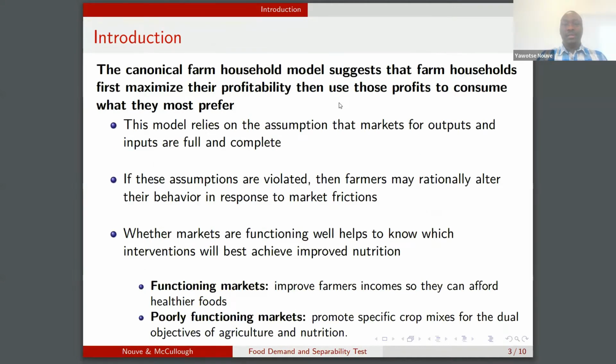To help us understand which case best applies to our data, we rely on the canonical farm household model, which simply states that if agricultural markets normally work well, farmers make their production decisions based only on market information. For instance, the price of seed, the price of fertilizer, not on their food preferences. And then they produce and use the generated profits from their farm activity to purchase whatever food they want on the market. So understanding whether this assumption holds or not helps us to identify the best policy option to improve nutrition, depending on whether we face the case of a well-functioning market or a poorly functioning agricultural market.